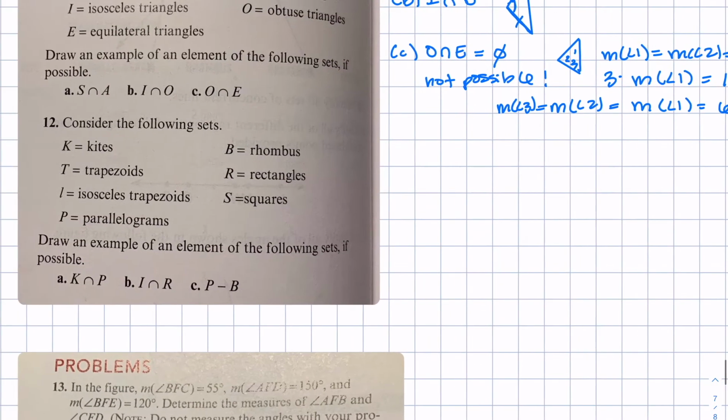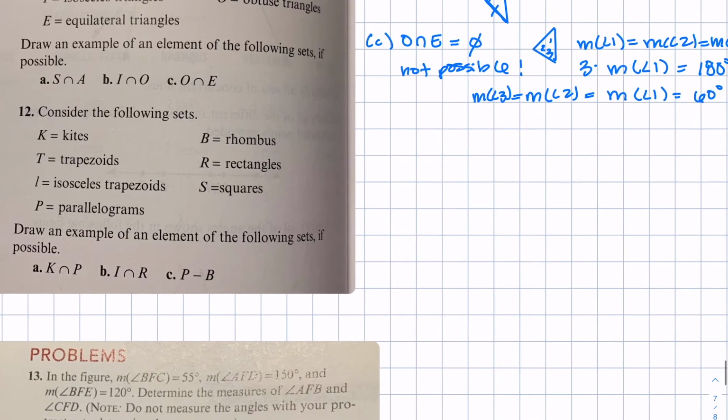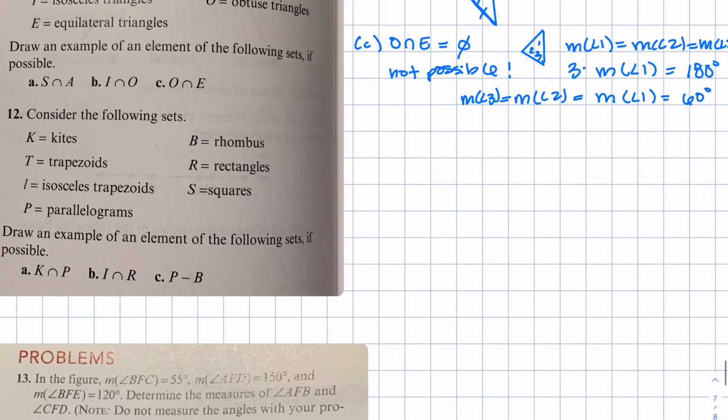All right, let's look at example 12. So similar concept, but this time instead of looking at triangles, we're looking at more general polygons. So let's consider the following sets.